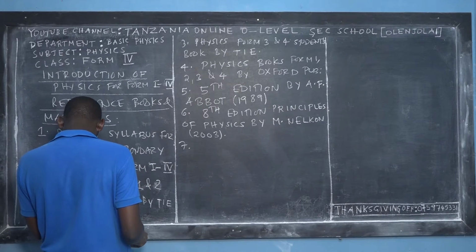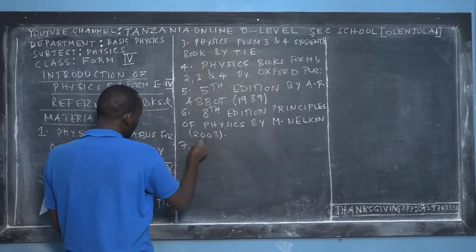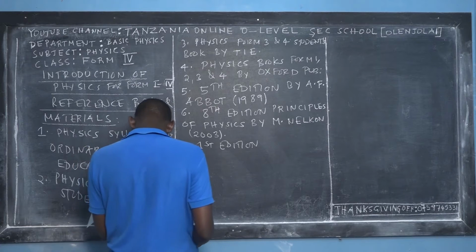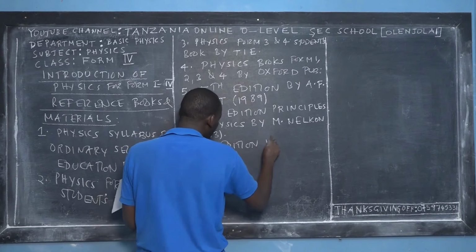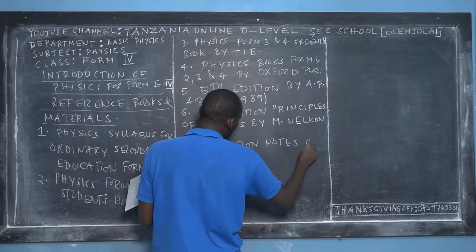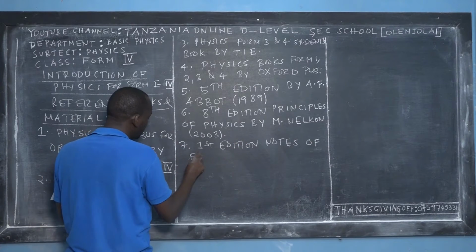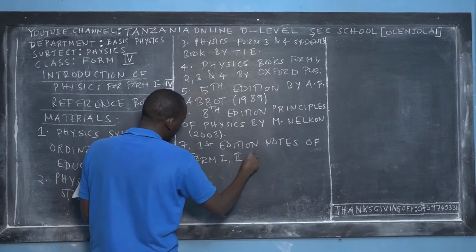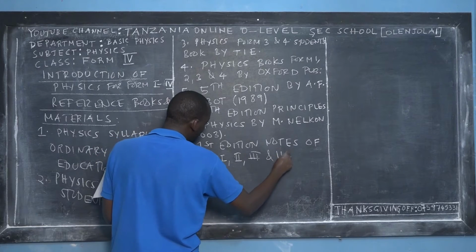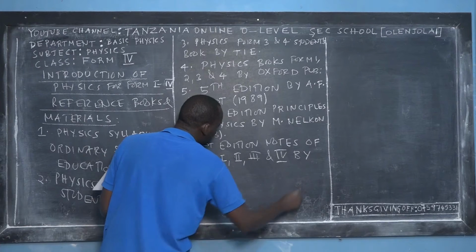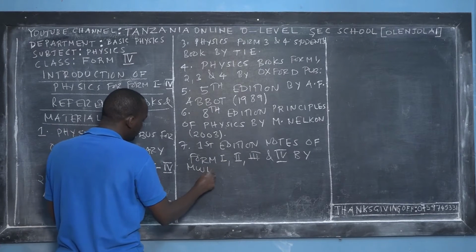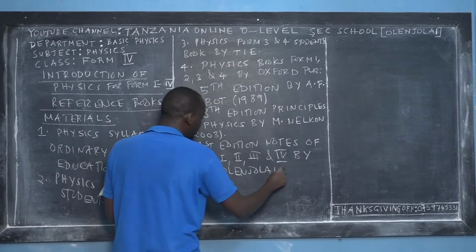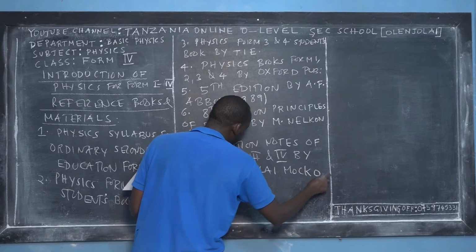So for the second reference book, you can also use the first edition notes of Form 1, Form 2, Form 3, and Form 4, prepared by Mwalimu Olenjolai Moko, and the notes that I'll be giving you in this lecture.